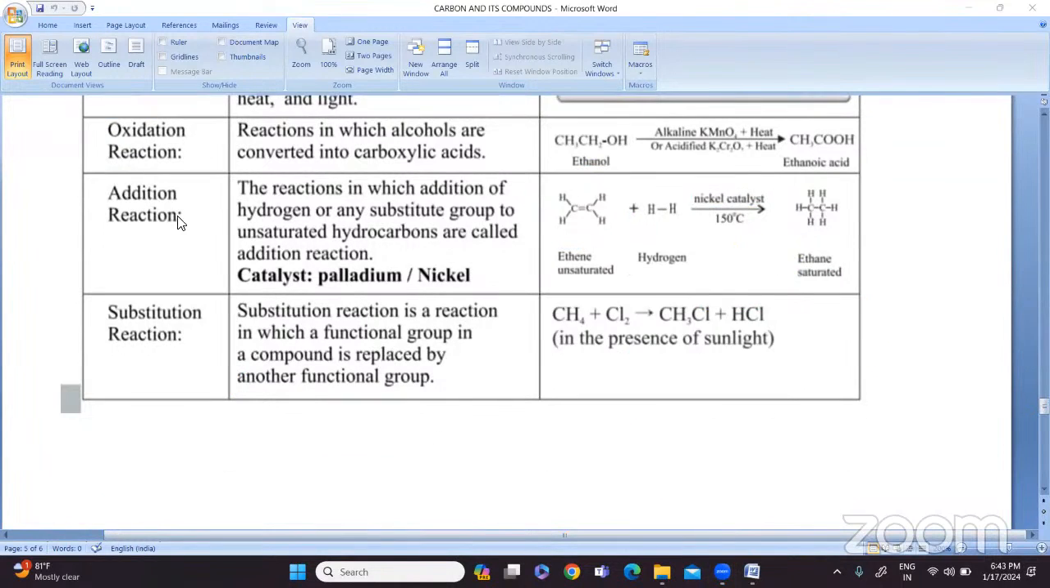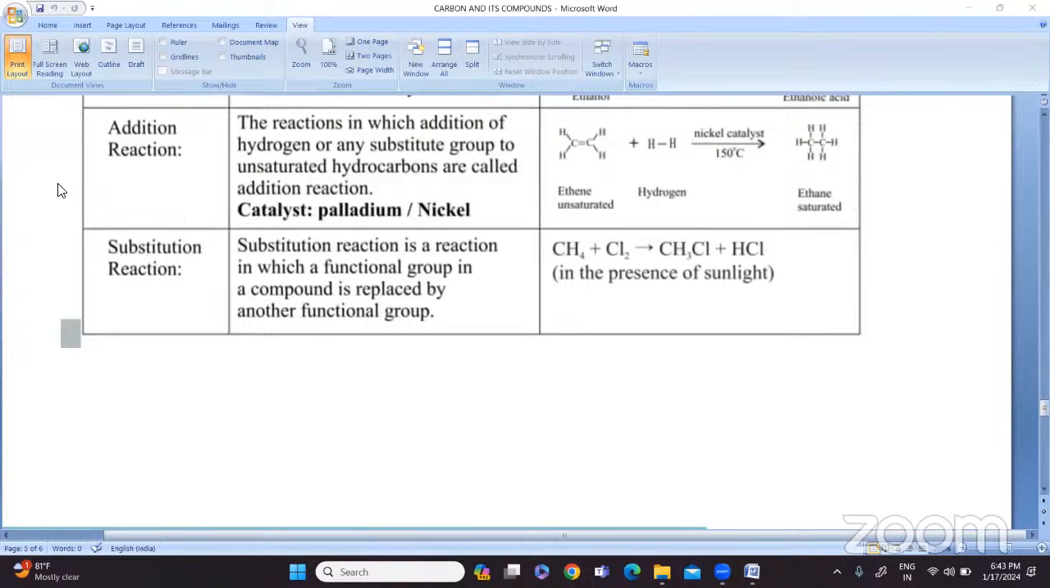So here you can see. Okay, so here I'll write the reaction. Suppose this is an alkene. Now alkene, so addition. What do you mean by addition reaction? It is called addition of hydrogen. So here we are adding a hydrogen molecule.